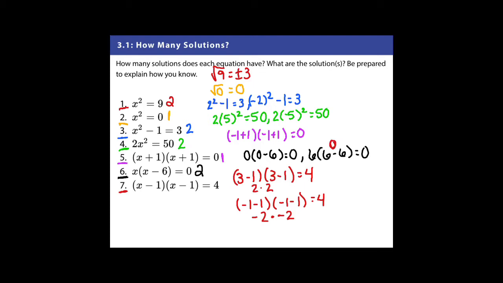And then number 7 in red again. If we do 3 minus 1 times 3 minus 1, that gives us 2 times 2, which is 4. And then if we do negative 1 minus 1 times negative 1 minus 1, that gives us negative 2 times negative 2. And when you multiply two negatives, that gives us a positive. So that would also give us 4. So there are two solutions for that one.